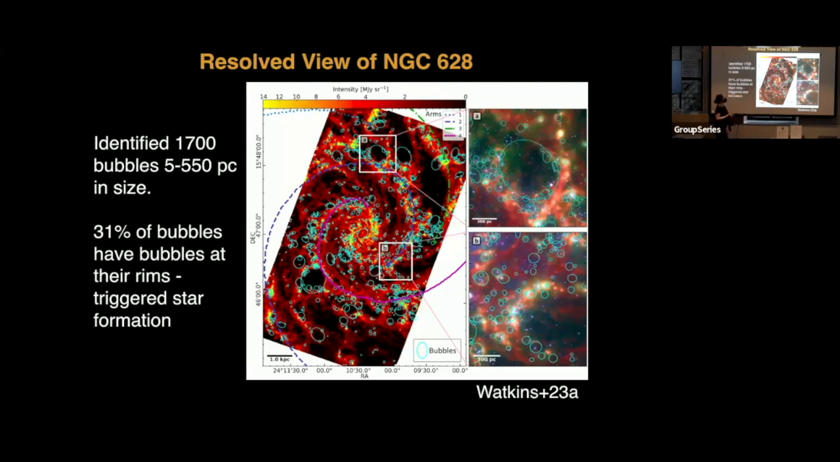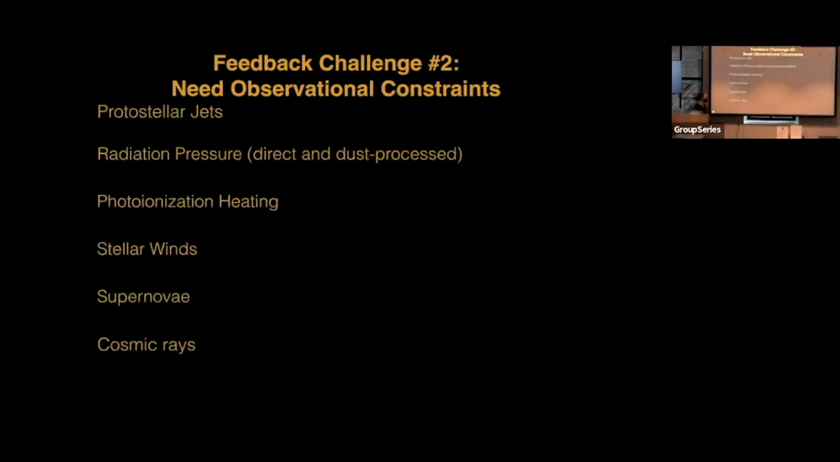But one thing that I found interesting was that something like a third of these bubbles have bubbles at their rims. So if you zoom into bubble A there, you can see that there are all these little bubbles along the edge. That's evidence of triggered star formation. You have additional new star formation occurring as the bubbles go outward. And so there's a lot that we can do with this. The complementary multi-wavelength data lets us learn a lot about the evolutionary sequence of bubbles and the feedback that is shaping them.